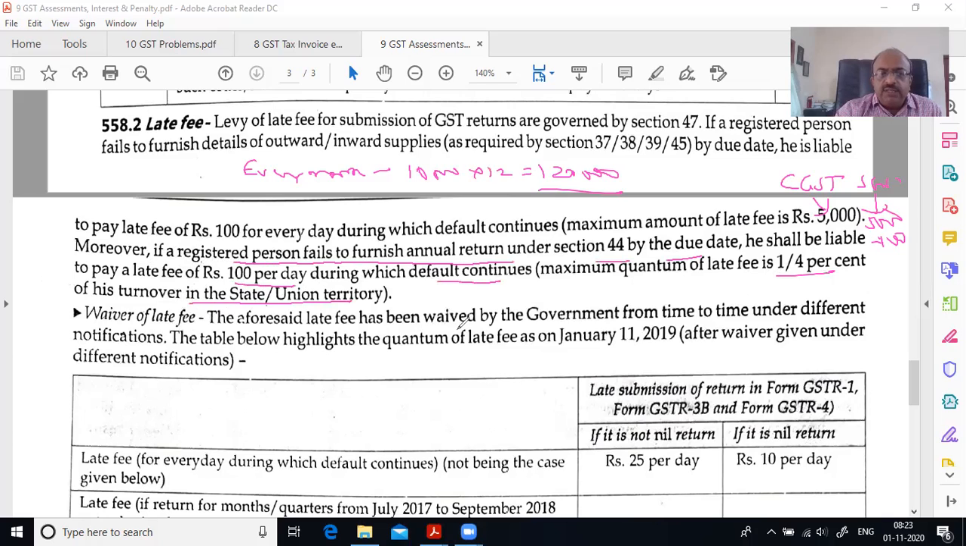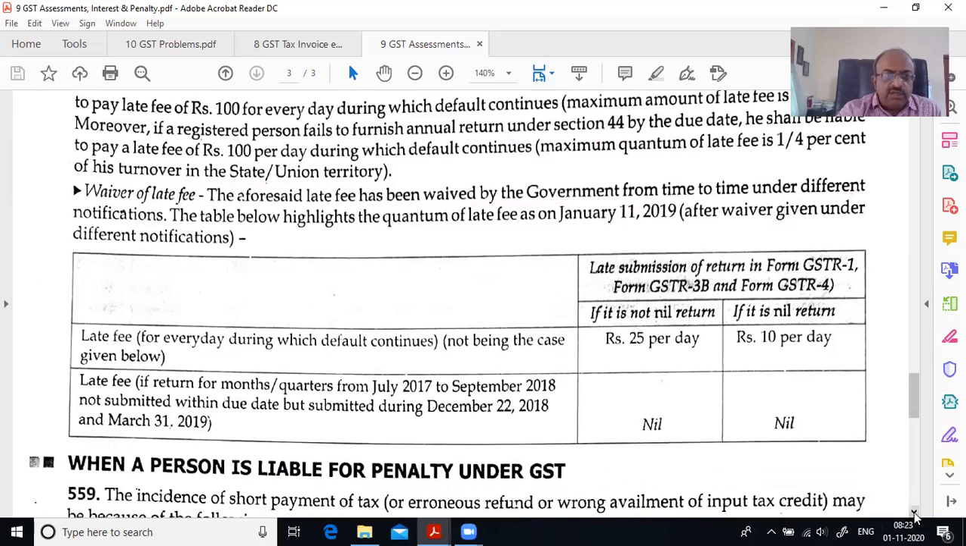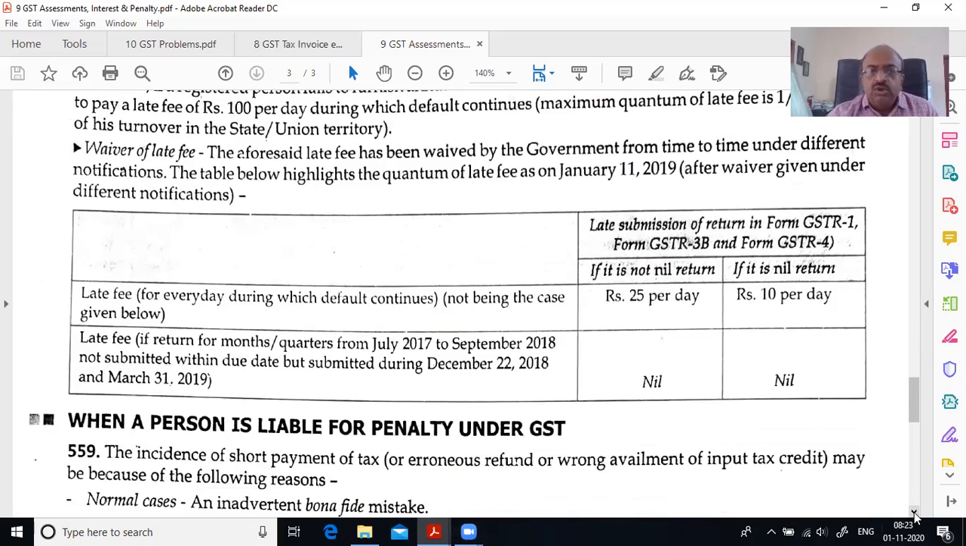Waiver of late fees. The aforesaid late fee has been waived by the government from time to time under different notifications. Tables are as follows. Even though this is the rate, they have been waiving it time and again. But yesterday also I was talking to another chartered accountant on this because he had asked me a doubt. So I had to look at a notification which has come as late as 24th of June.